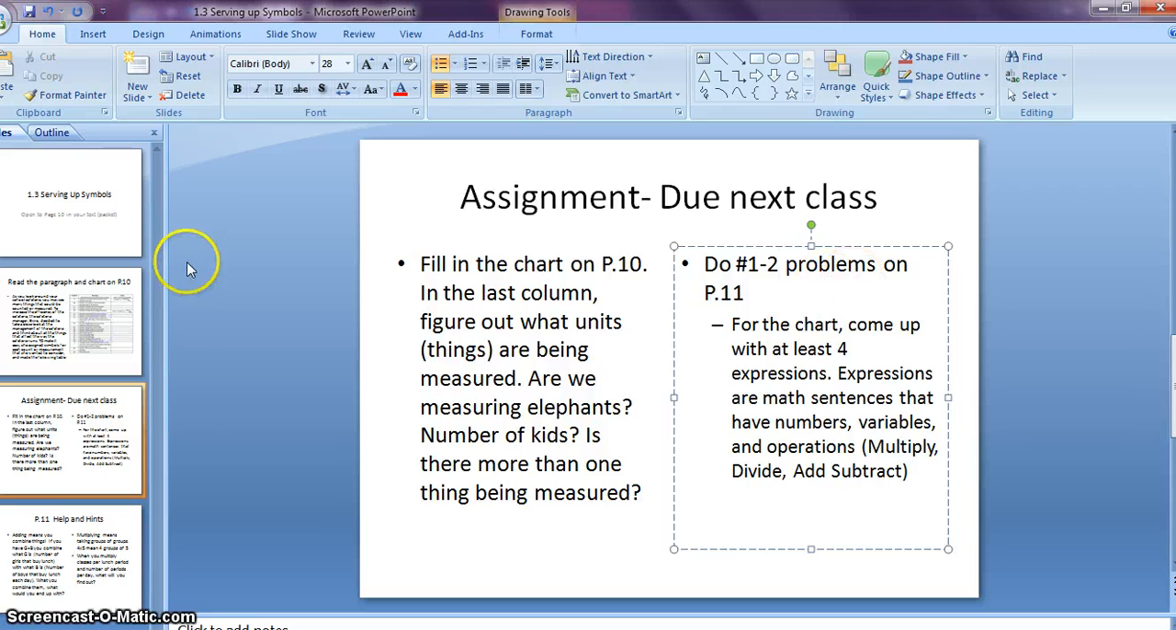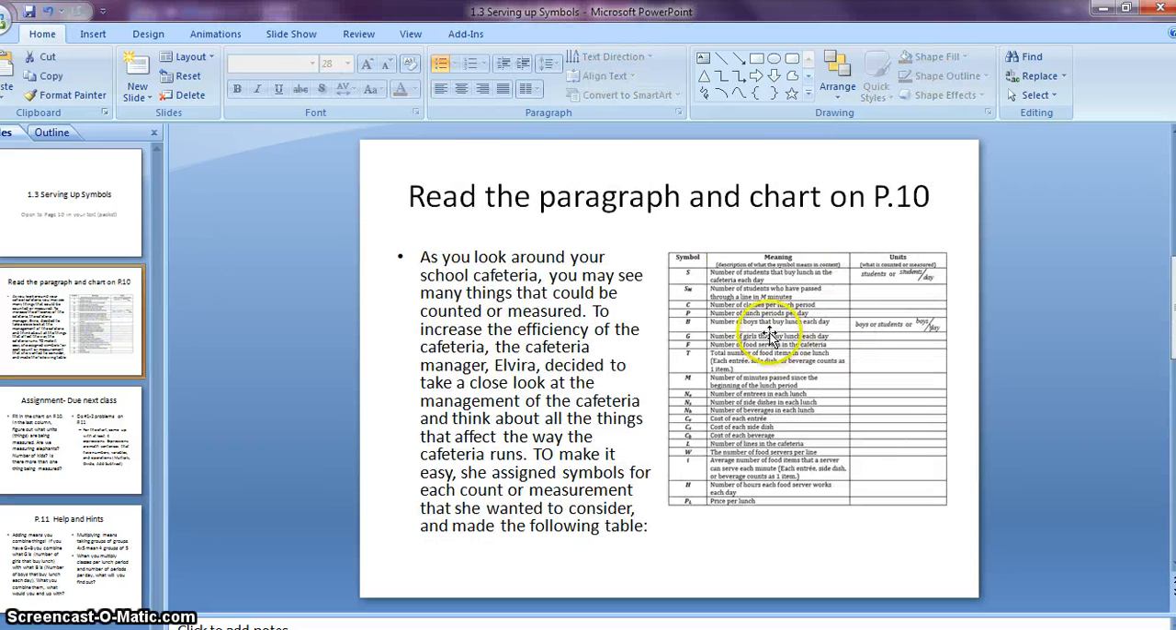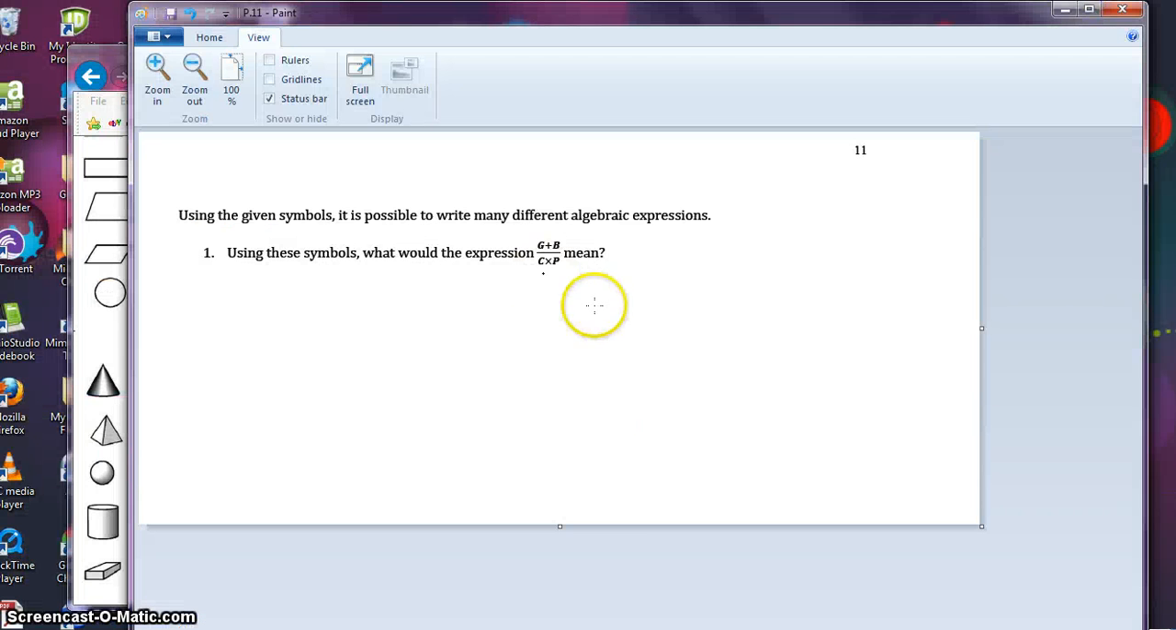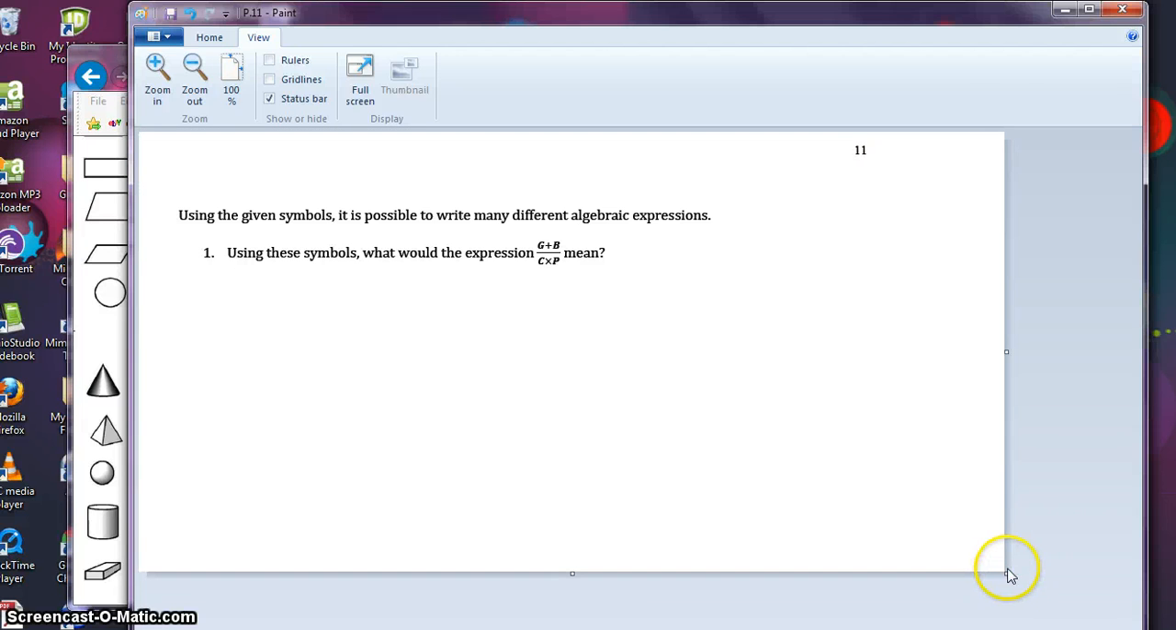We're using the symbols from this chart. They symbolize something. We're using the symbols. We're going to add, subtract, multiply, divide them. And we're going to find what that means in real life. Because in algebra, what we write in algebra also has a meaning in real life.